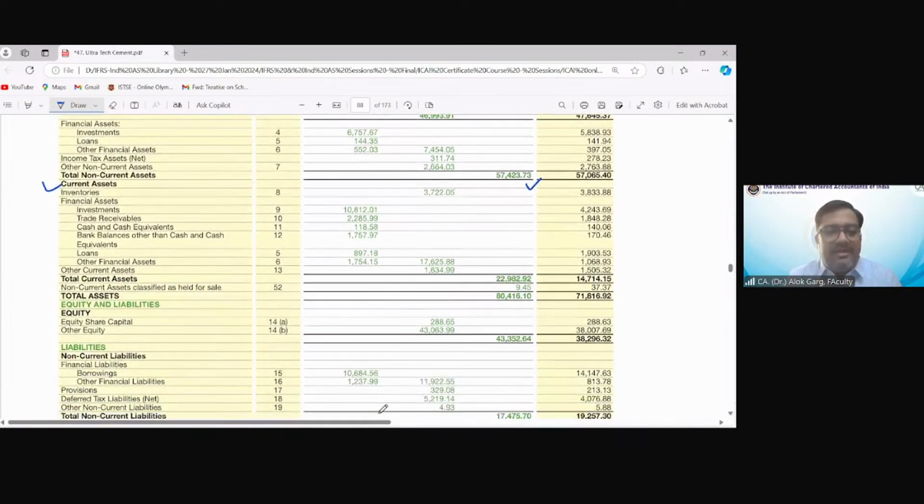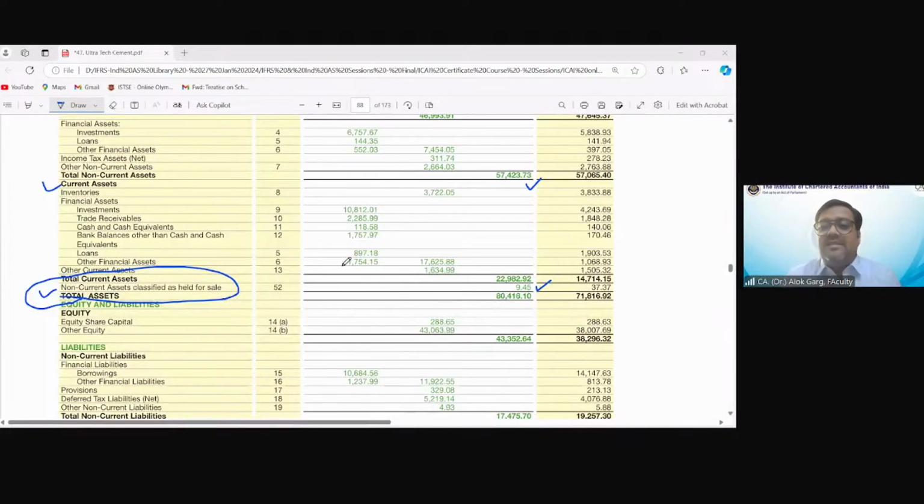So under current asset, can you see a line item below the current asset, non-current asset classified as held for sale? Can you see this line item? 9.45 crores. दिख रहा है आपको? Right? Yes. तो sir, ये सब कहां से आया है? ये non-current asset classified as held for sale क्या है?